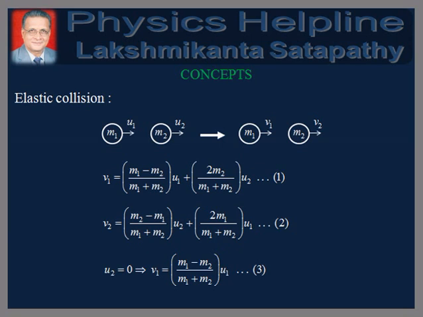Again, since the neutron undergoes elastic collision with nuclei at rest, we have u2 equal to 0. Therefore, putting u2 equal to 0 in equation 1, we get the final velocity of the neutron, which is given in equation 3. Now we can solve the problem in the question using these concepts.